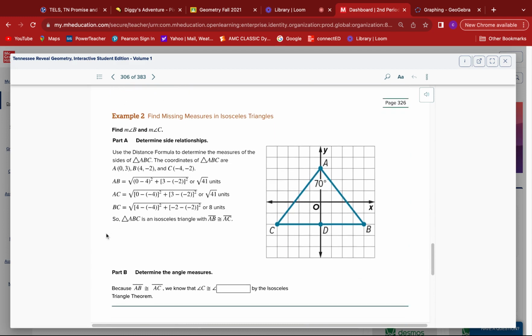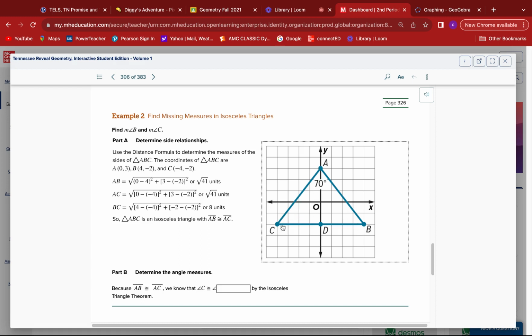Example number 2, on top of page 327. First, we need to find the measure of angles B and C of this isosceles triangle. They go through to prove that it's isosceles by looking at the distances. They find that AB and AC are equal to each other, so that makes it isosceles. To me, it looks just like a proof.